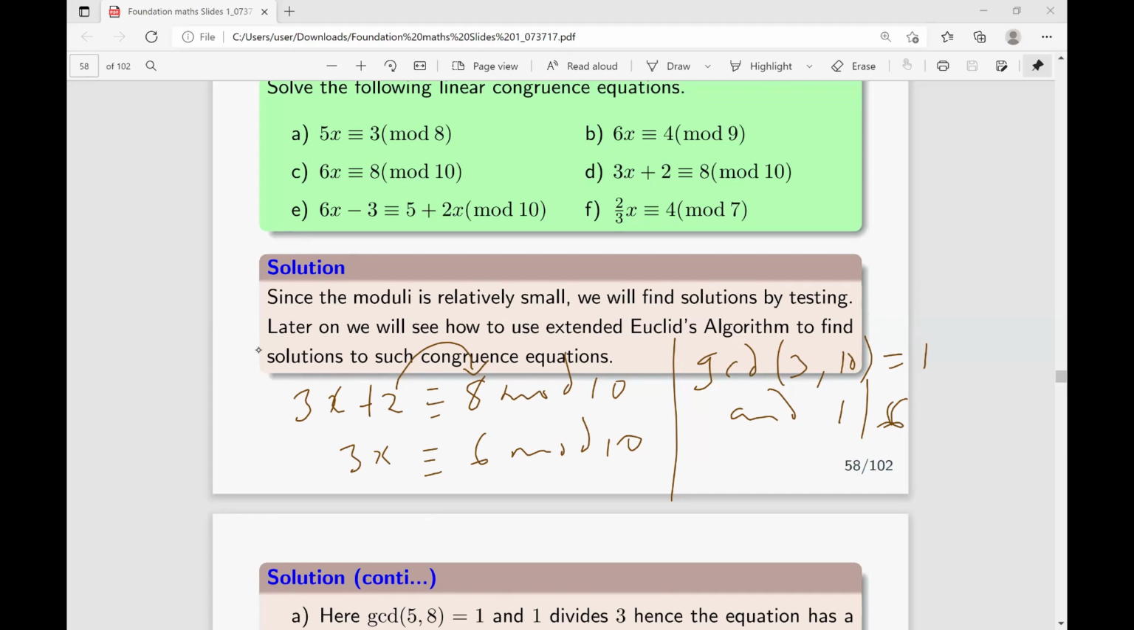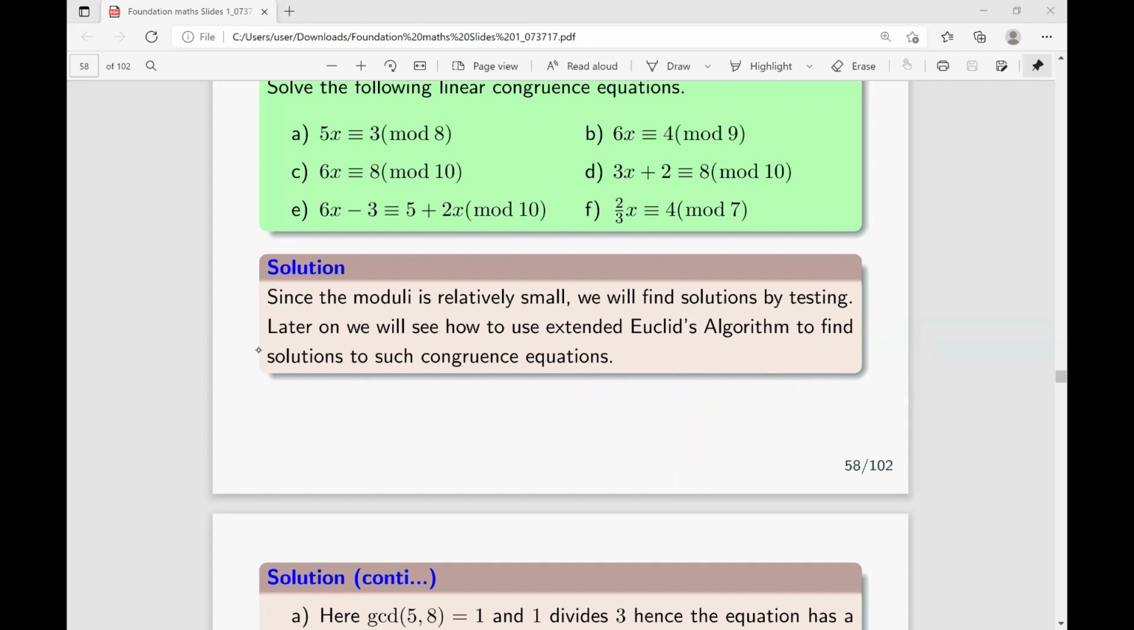Now, let's look at part E. Again, I'm just showing you that the same way we do with other mathematics, we do it with modular arithmetic. There's nothing new here. I'll take the 2 to the other side of the equal sign and the negative 3 to the other side as well. And so I have 6x minus 2x is congruent to 5 plus 3 mod 10. When you do this, you get 4x is congruent to 8 mod 10.